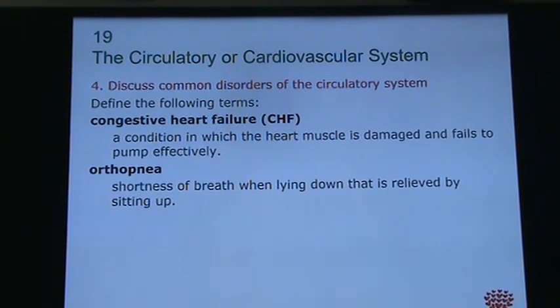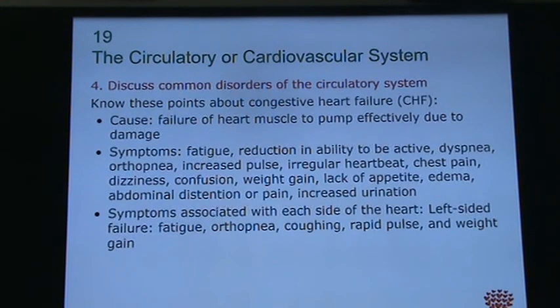Congestive heart failure. Again, you've heard of heart failure before. Once the heart stops pumping, then it's going to lead to heart failure. Kind of like when the engine stops running and then it stops. Orthopnea means shortness of breath when lying down, but when the person sits up, they breathe better. So heart failure, congestive heart failure, what causes it again? Failure of the heart muscle to pump effectively due to one of the damages that we've talked about before, either a blockage or other kinds of damage. Symptoms: fatigue, reduction in ability to be active, difficulty breathing, dizziness, swelling, things like that.